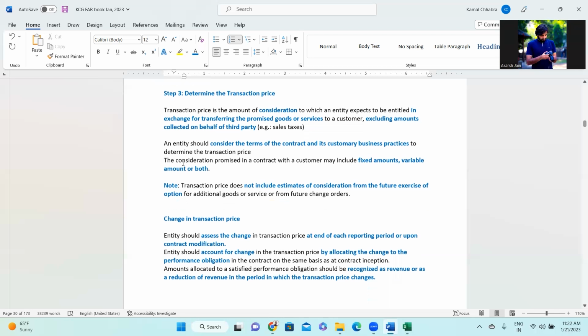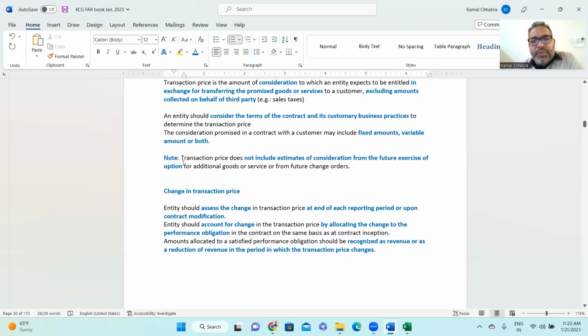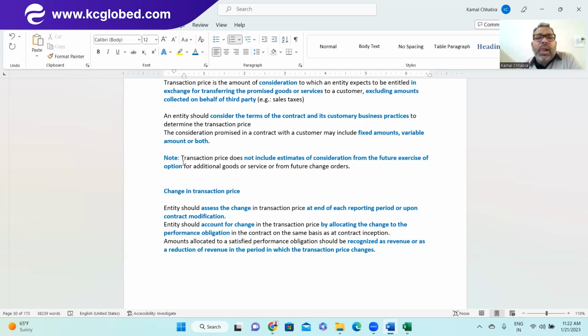Yes, sir. An entity should consider the terms of the contract and its customary business practice to determine the transaction price. So the most important thing is the terms of the contract, and if there are any business practices prevalent in that industry, then the entity needs to consider those as well to identify the transaction price. The consideration promised in a contract with the customer may include a fixed amount, a variable amount, or both. We'll be discussing what is a fixed amount, what is a variable amount, and what factors could be there. That is all part of step 3.